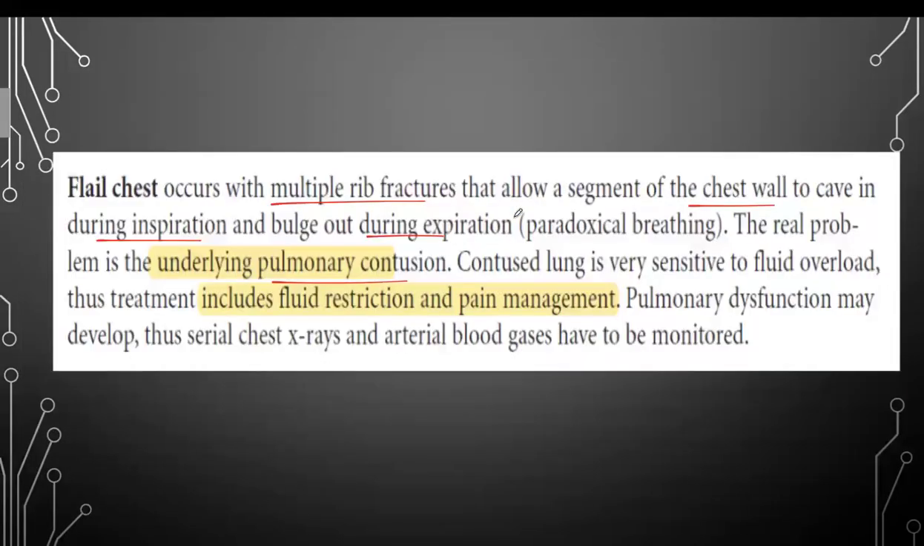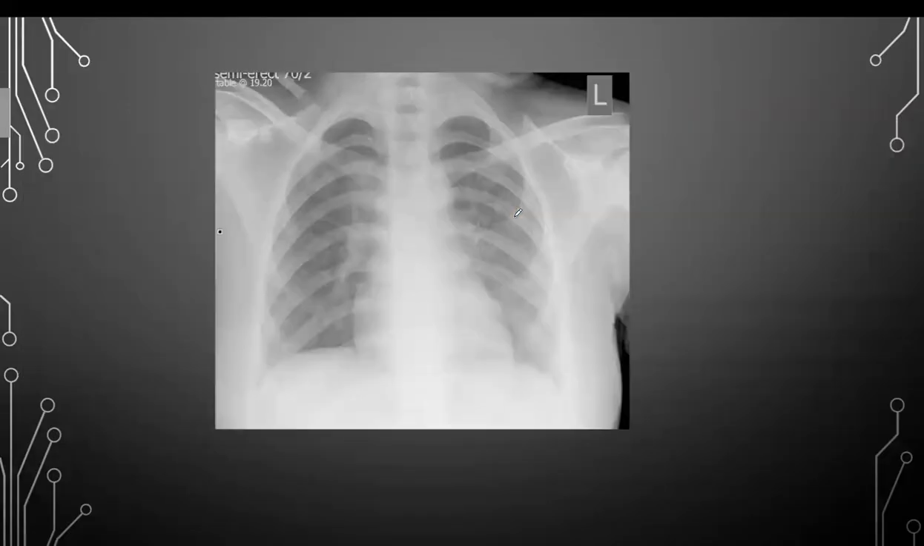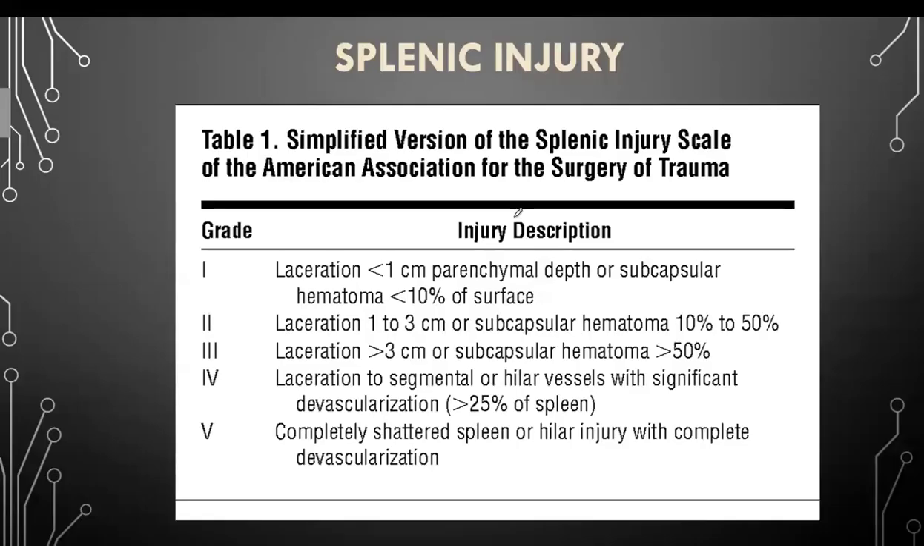So what will you do if it is a flail chest? Flail chest is very important. There are several questions in the handbook as well. So first thing is that you do a chest X-ray to confirm the diagnosis and make sure the pain management is done well. And many of these patients will require positive pressure ventilation. So intubation and positive pressure ventilation is many times this patient might require.